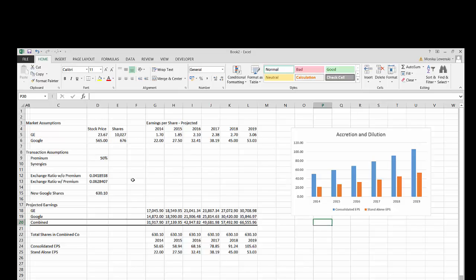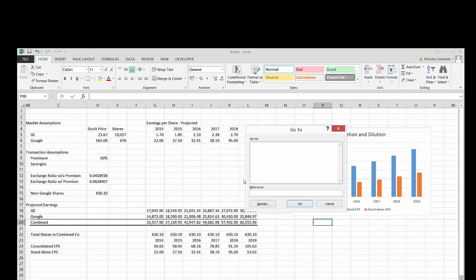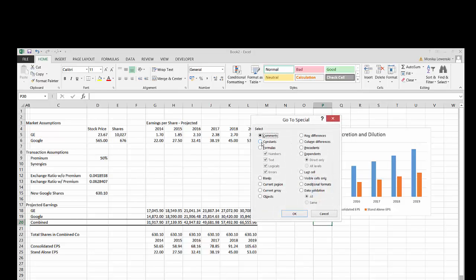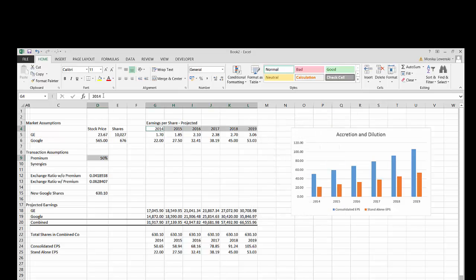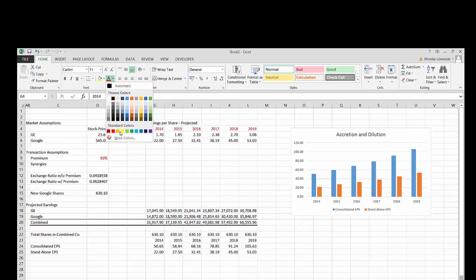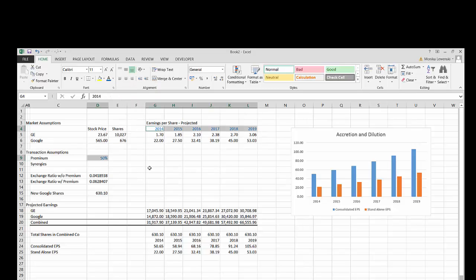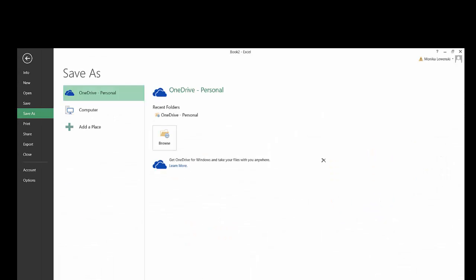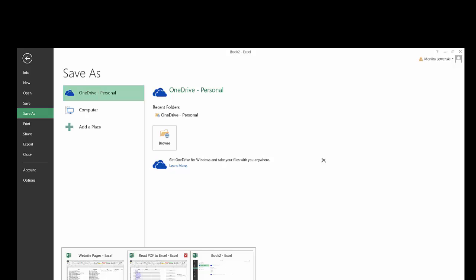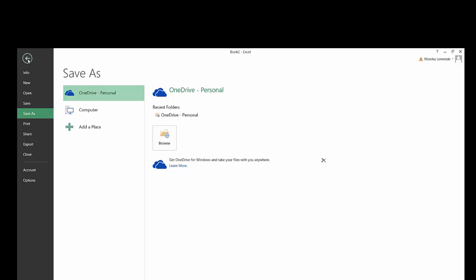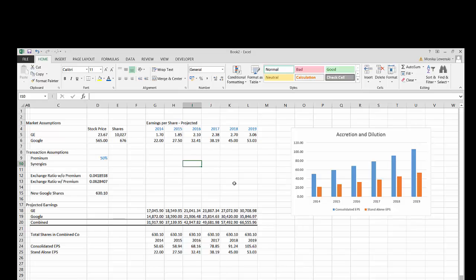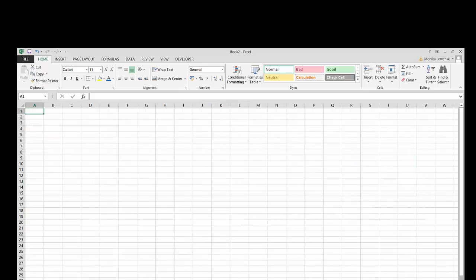I didn't explain that very well. And then if we wanted to color everything, we'd go to constants, take out the text, put a color in. Oh, that's because these came from another sheet. I could do that sheet analysis later. And so that's that accretion and dilution exercise.